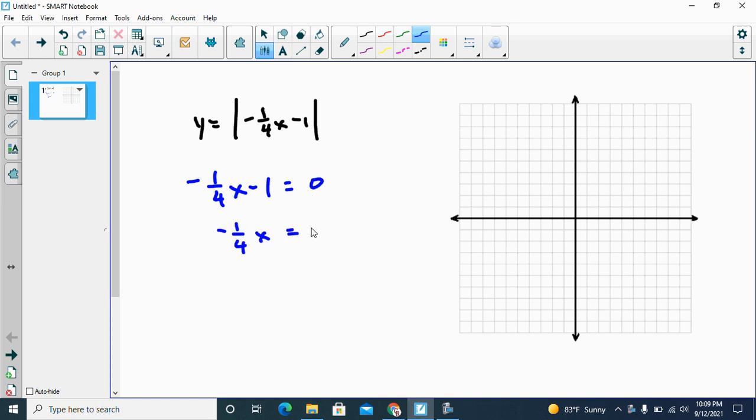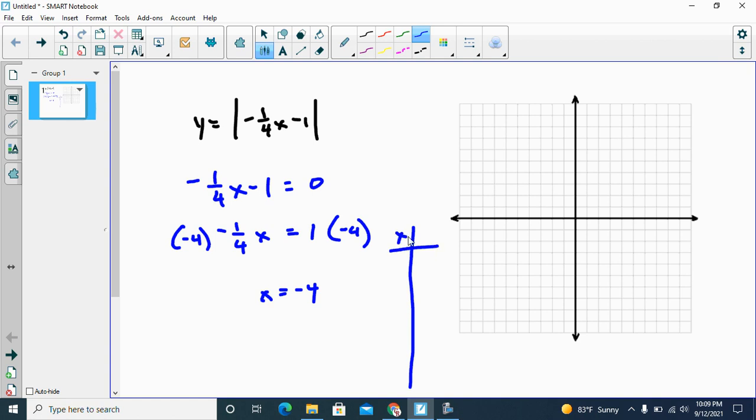Add 1 to both sides. Multiply both sides by negative 4 to cancel out the negative 1/4. And we get x equals negative 4. That gives us the x value of the vertex. So the x value of my vertex is negative 4.